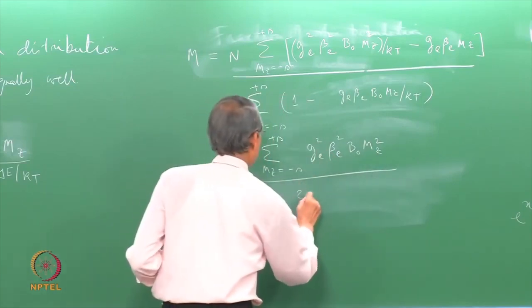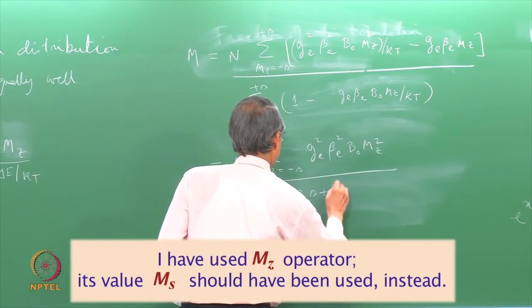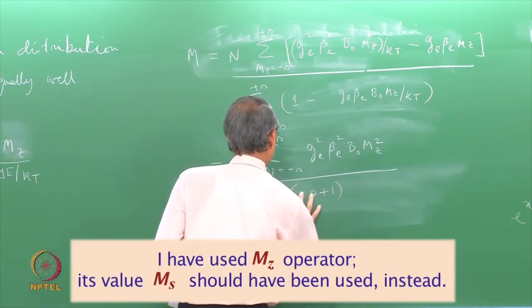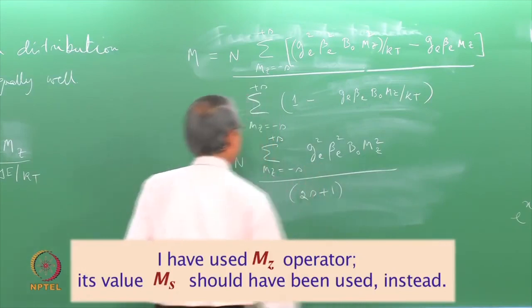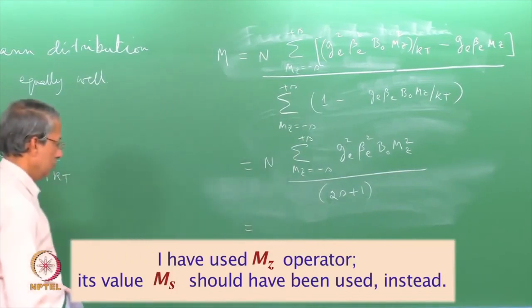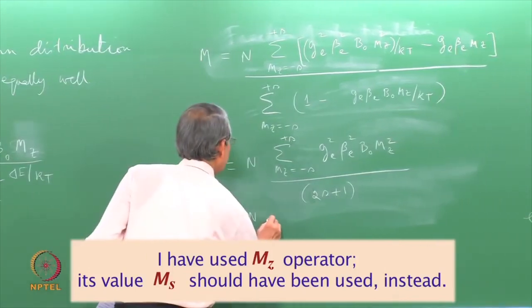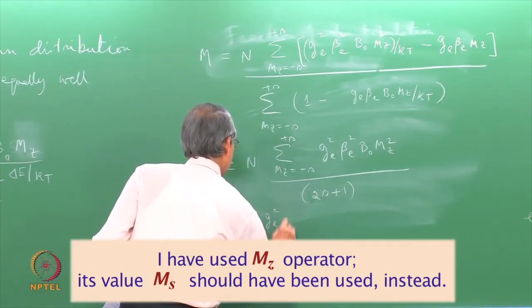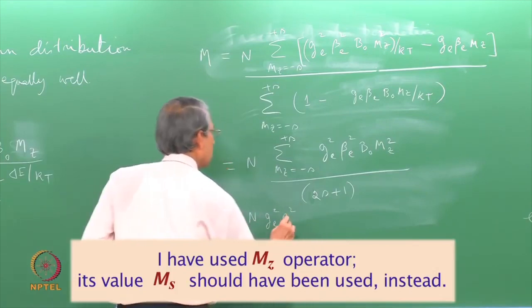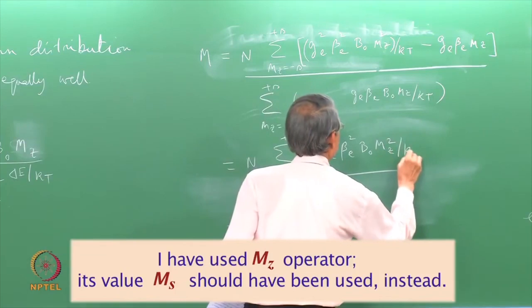This will be 2S plus 1. So, this is N g beta I square B0, I have forgotten kT here.